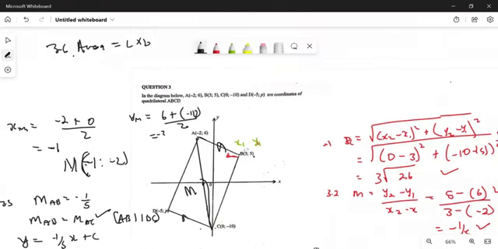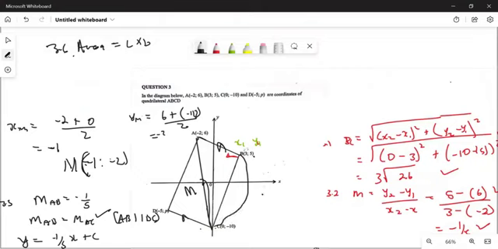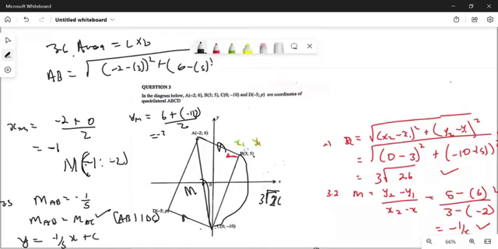We already know what's the length of BC. Okay? The length of BC is given as 3 root 26. Now we are going to look for the length of AB. AB is going to be given as, we are going to have minus 2, okay? Minus open bracket 3, close bracket all squared plus 6 minus open bracket 5, close bracket all squared. What is going to be the length of AB if you type this in your calculator? Root 26. So you have root 26.